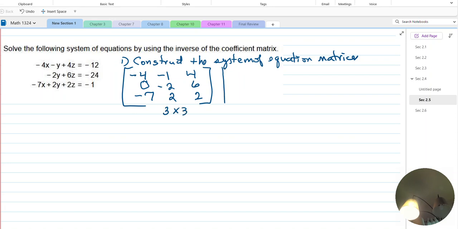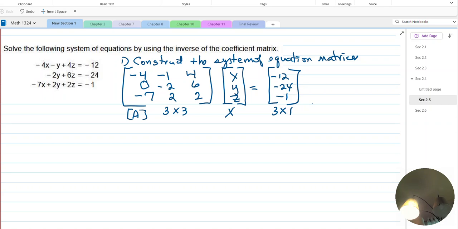Then I have my variables, x, y, and z, equal to my outcomes: -12, -24, -1. Okay, and this is a 3 by 1. So what I have here is my matrix A times my x equals to my matrix B. All right, so let's enter all of these values.